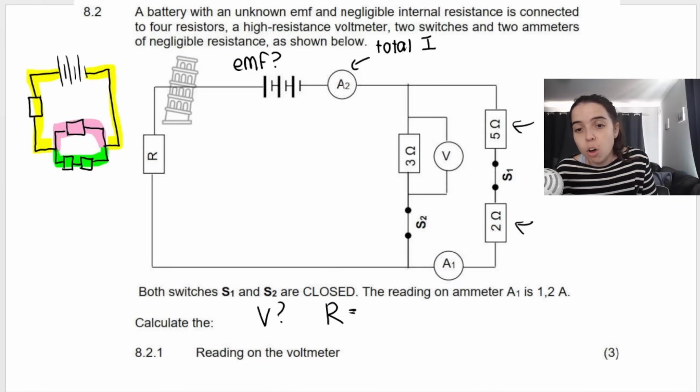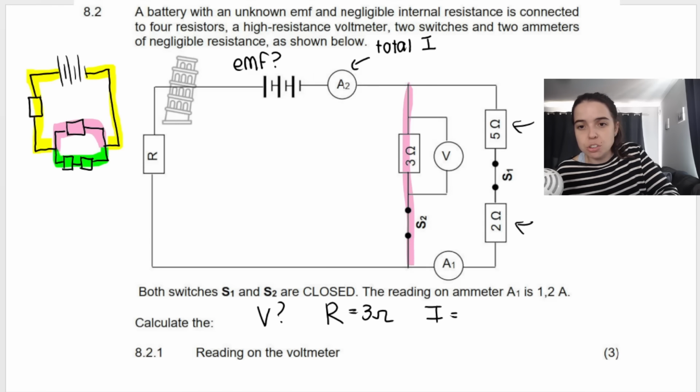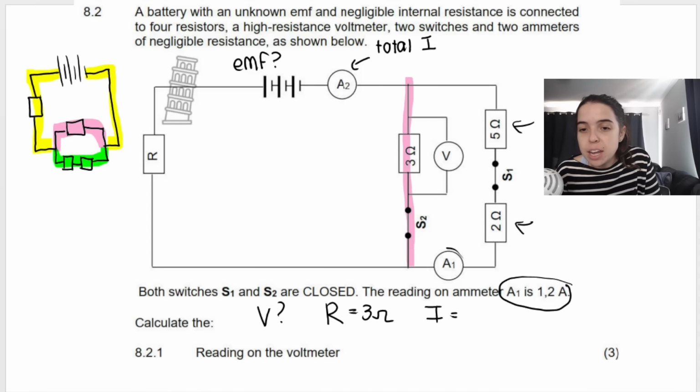We do know R. R is 3 ohms. But do we know the current that goes through this branch? Do we know the current that flows through this branch? Let's see the story again. We have the reading on A1 is 1.2 amperes. So there's A1 over here.